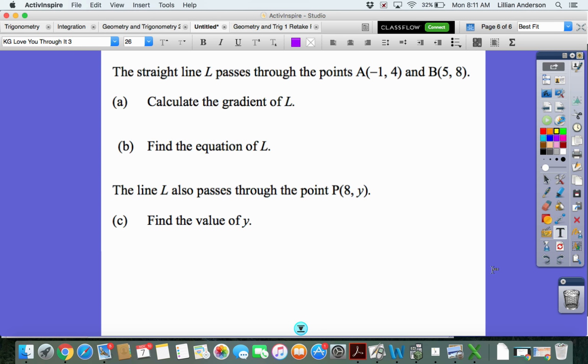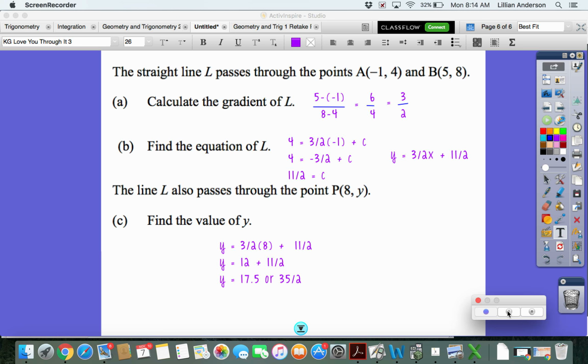Okay, and now for the last one, go ahead and pause the video, try it out. When you're ready to see, go ahead and press play. All right, hopefully you were able to get this one and you used the slope formula, which you can see in reference booklet Y2.